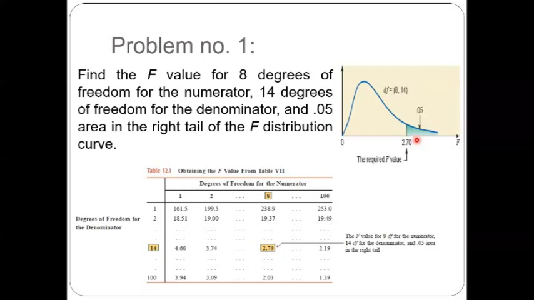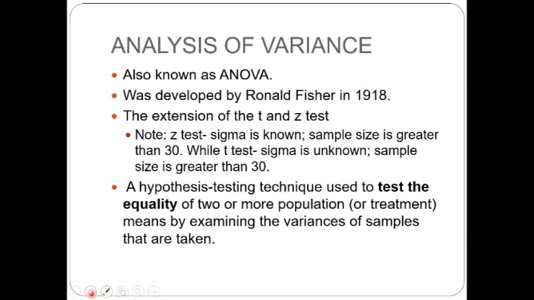Pero ito ay part lang siya ng ANOVA or the analysis of variance kasi ang focus ng discussion natin is ANOVA. Okay, explainan man natin si ANOVA. Ayan. Analysis of variance are also known as ANOVA, and it was developed by Ronald Fisher in 1918. So extension lang din siya ni T distribution at saka ni Z distribution.